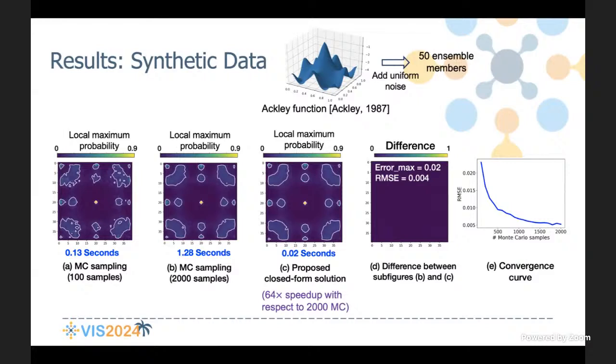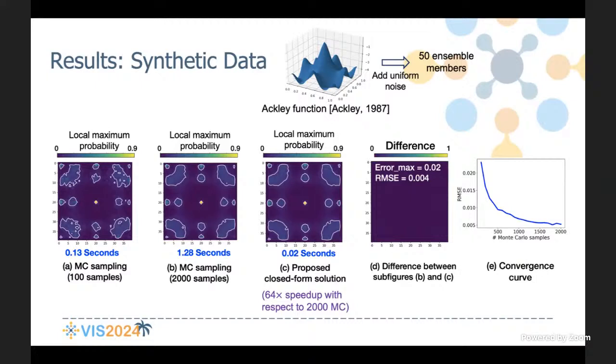For that, we added uniform noise to this synthetic Athawale function to generate 50 ensemble members. The left two columns show the results of Monte Carlo sampling. As we increase the number of samples, the results start converging to our closed form solution, which is in the center column, C. Which is good, and our closed form solution provided a 64 times speedup compared to Monte Carlo sampling.